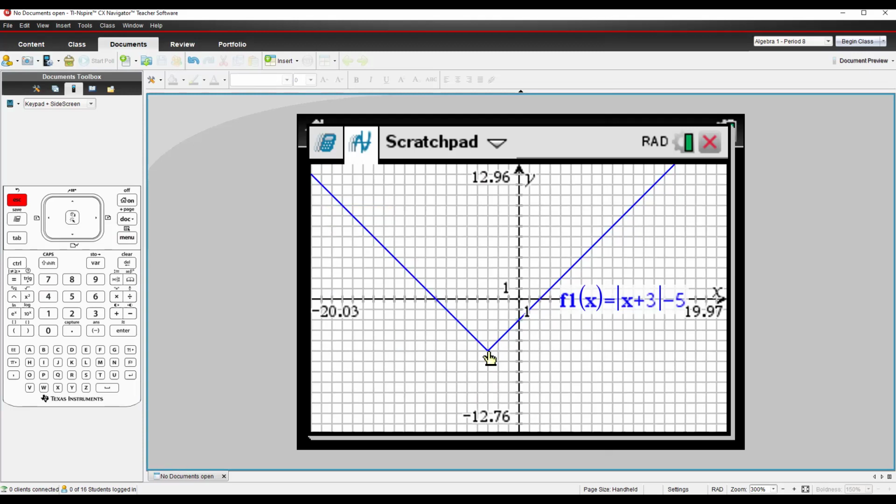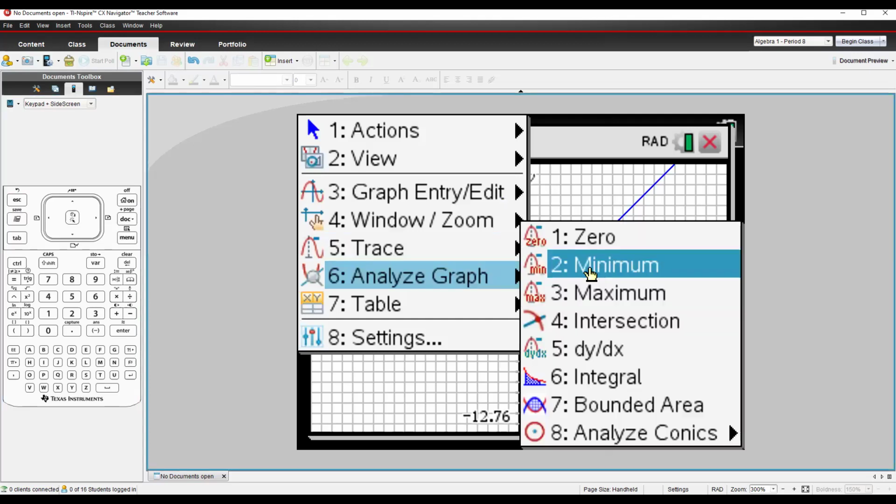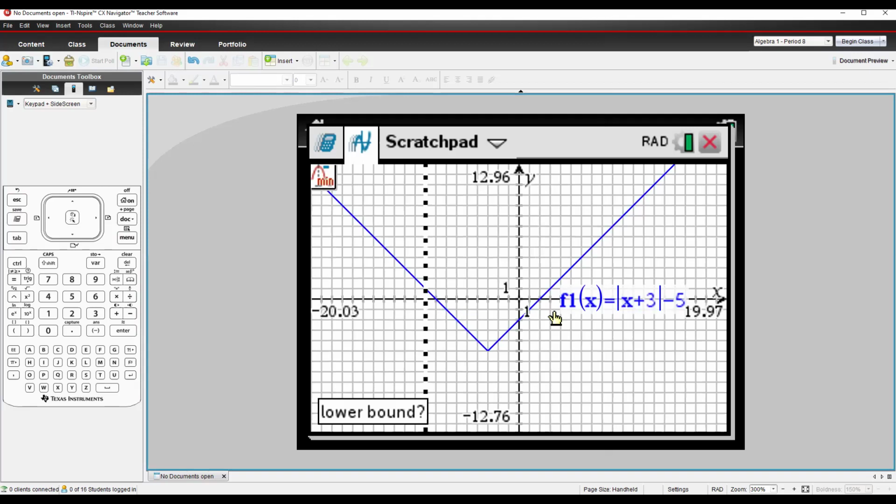So let's look at this. So how do we find this? We need the Y value. Well, we could do this. We could do menu 6. And in this case, we want the minimum. So we're going to start over here. We're going to pull, and it tells us that the vertex for this absolute value is at a -3, a -5. Now, that means that we want the Y value. We don't want the X value, we want the Y value. So the bottom of the graph starts at a -5 and it goes all the way to a positive infinity.